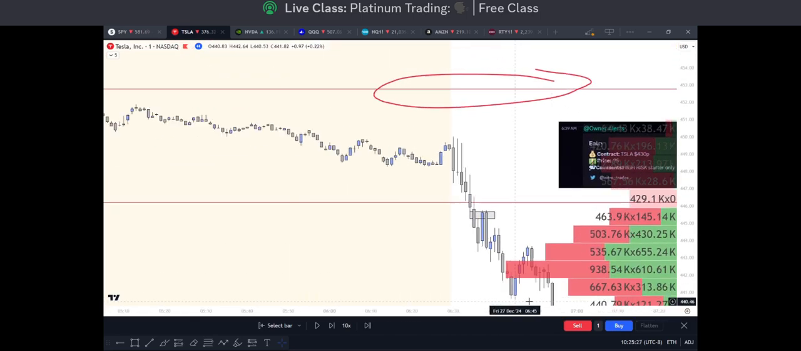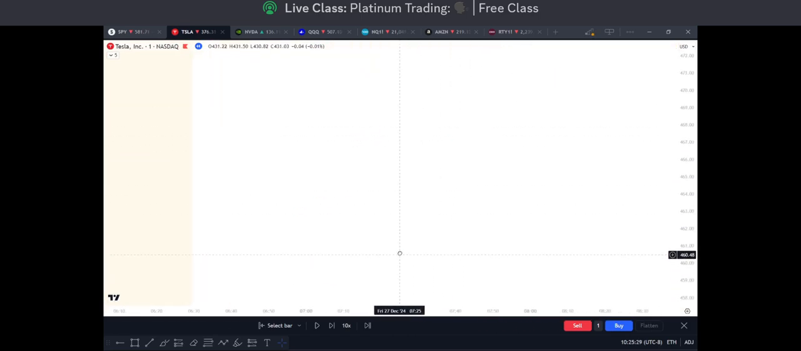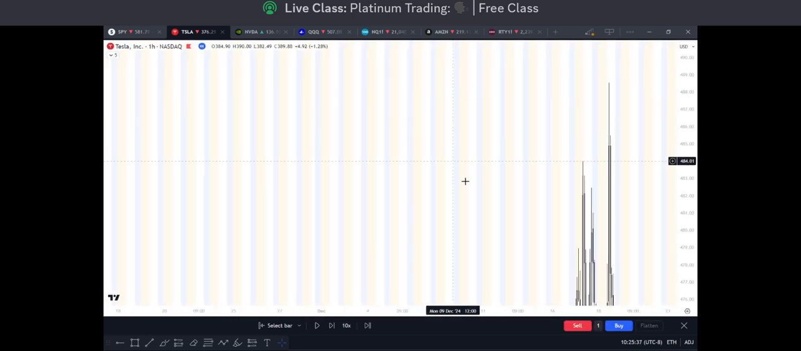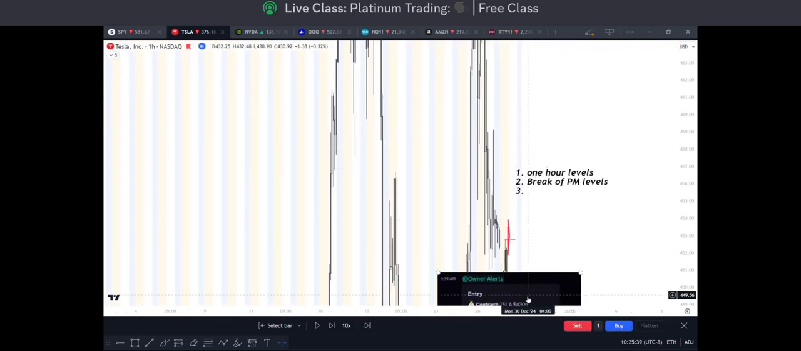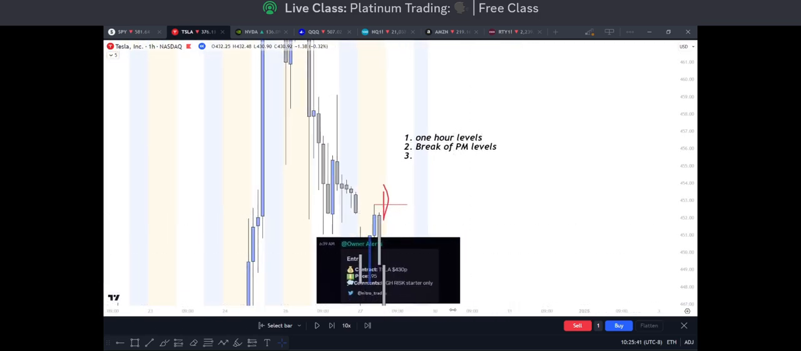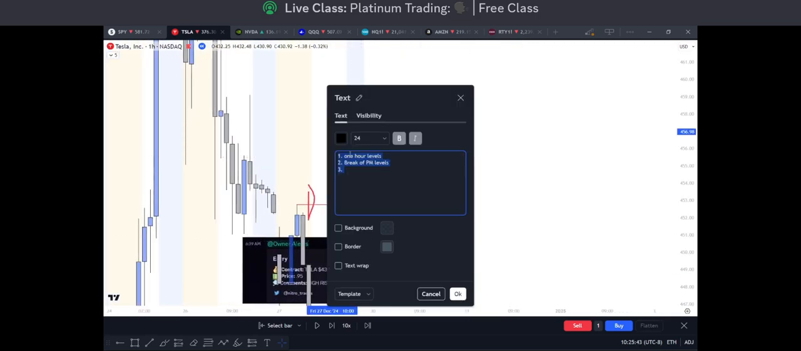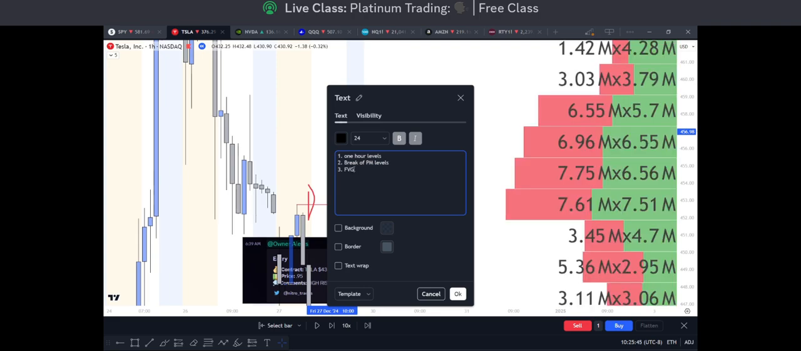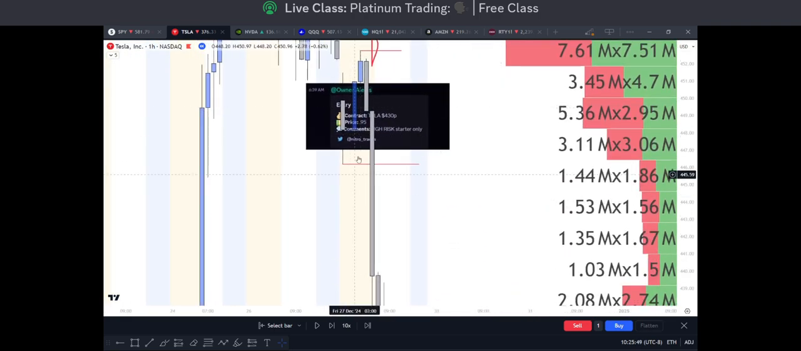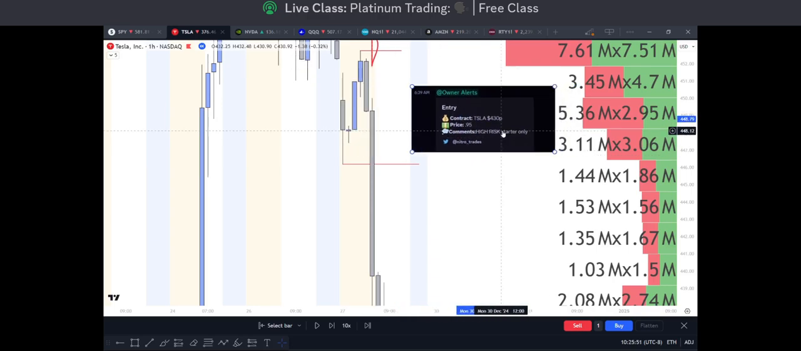It's very simple. I'm not really doing anything crazy. It's just break of the 1 hour levels. And then where'd that writing go? Hold on. Give me a second. Here. So we break the 1 hour level. And then we look for a fair value gap. And the reason we wait for a fair value gap is because we want to see a pullback instead of rushing that entry. Are we clear on that?